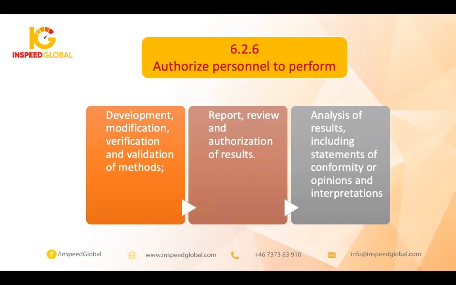Number two, the reporting, review, and authorization of the results. So we have three categories. First one, who is the authorized staff to report the results? Number two, who is the authorized staff to review the results? Take care, we are talking about each test method in your lab, or maybe each group of test methods, maybe a department in your lab.